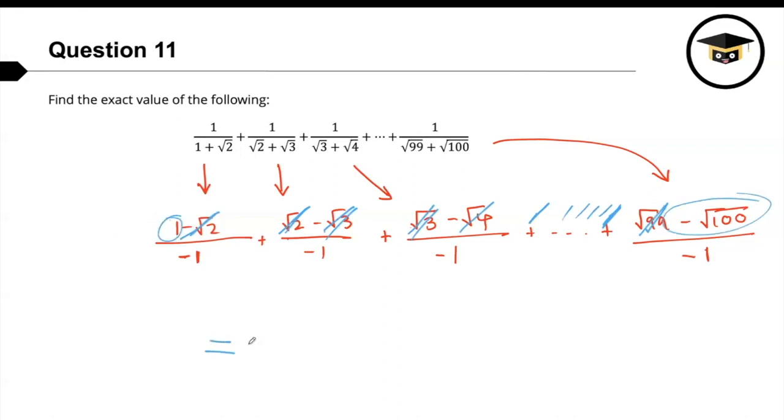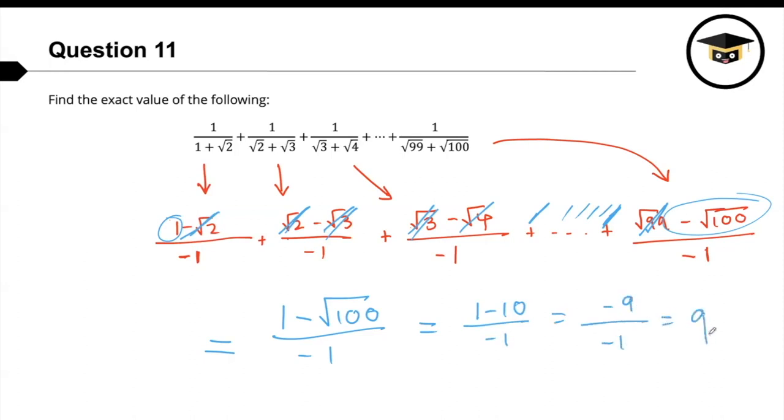So if we write what we've got left, we've got 1 minus root 100 all over negative 1. Now, if we simplify that, we know that root 100 is 10. So 1 minus 10 over negative 1. We know 1 minus 10 is negative 9. And negative 9 over negative 1 is simply equal to 9. So that is our final answer. And it's quite a simple answer, given the fact that we've got so many fractions and it looks so complicated at the start. But hopefully that made sense.